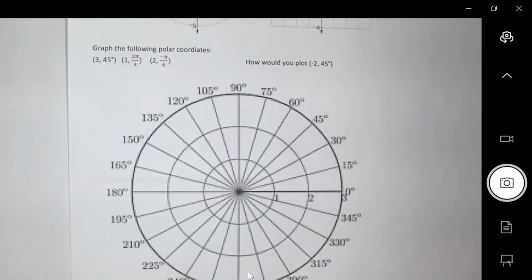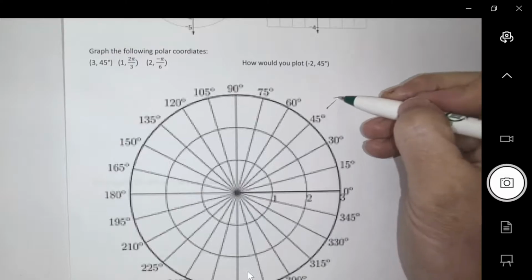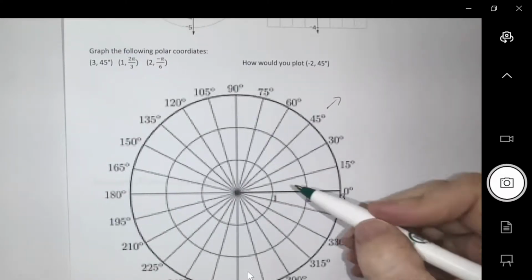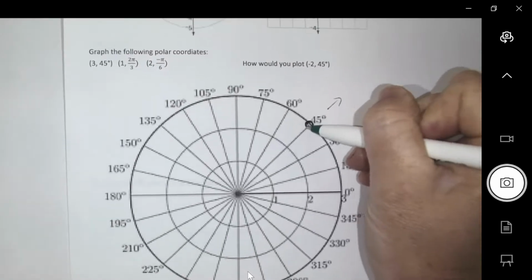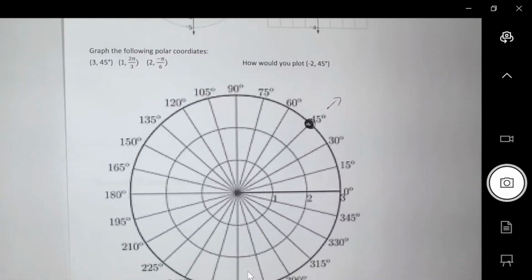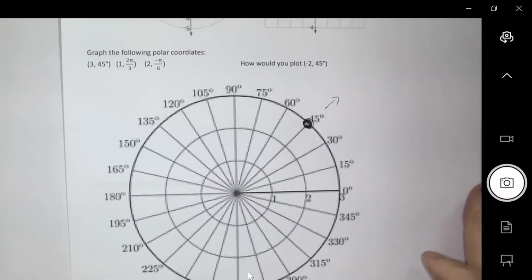Kind of idea. Okay, ready? 3 comma 45. So head towards 45. And you're going to go 1, 2, 3 radius out. So there's the point.